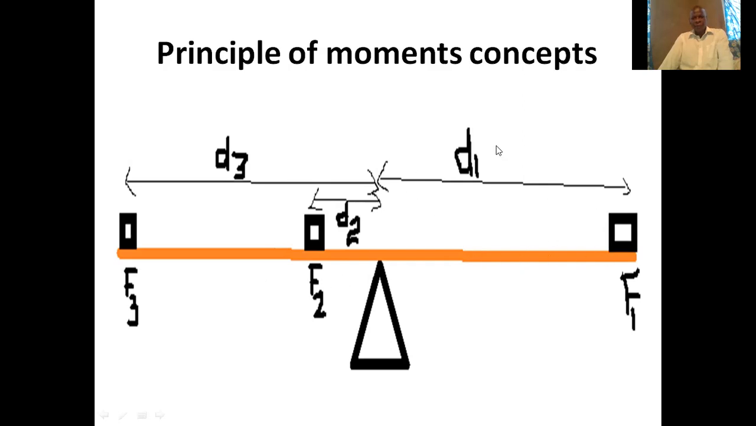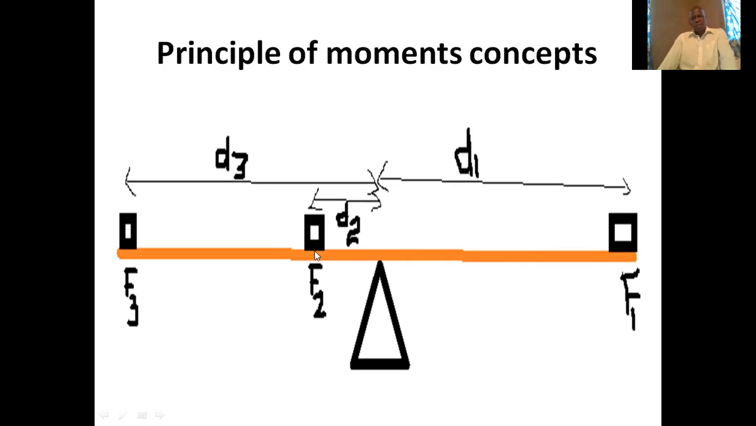So we can identify here which moments are in the clockwise. Definitely F1 is pulling this way, the way the clock moves. So it is in the clockwise. There is only one which is pulling in the manner the clock hand moves. So this is a moment. The moment here in the clockwise will be F1 multiplied by the distance to the pivot, which is D1.